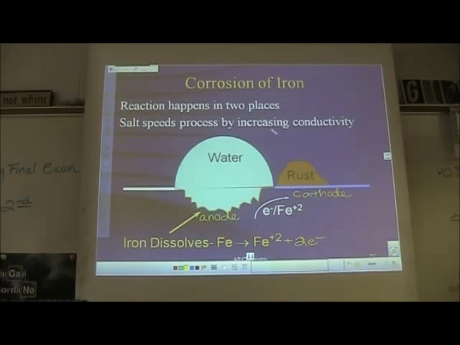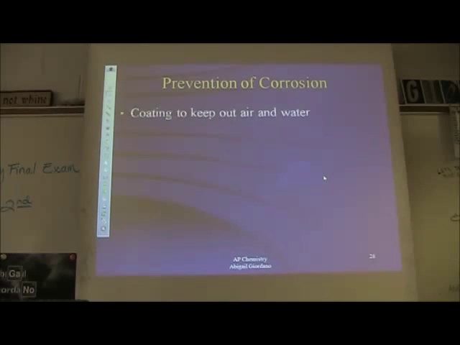All right. So, how do you prevent corrosion? There are multiple ways. One is any way to keep the air and the water out, painting it.